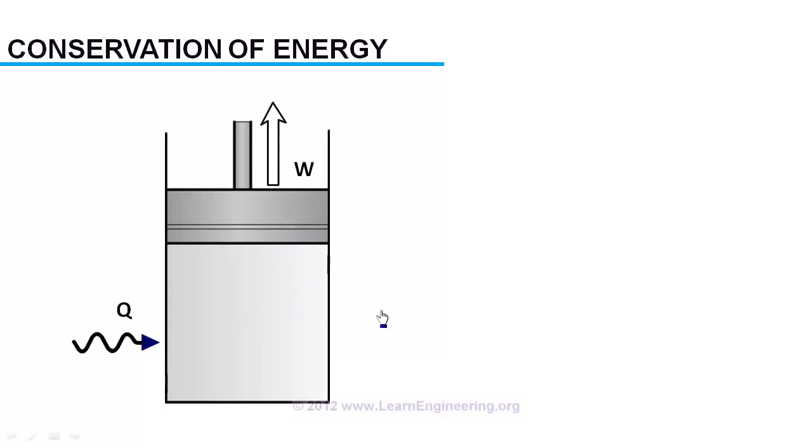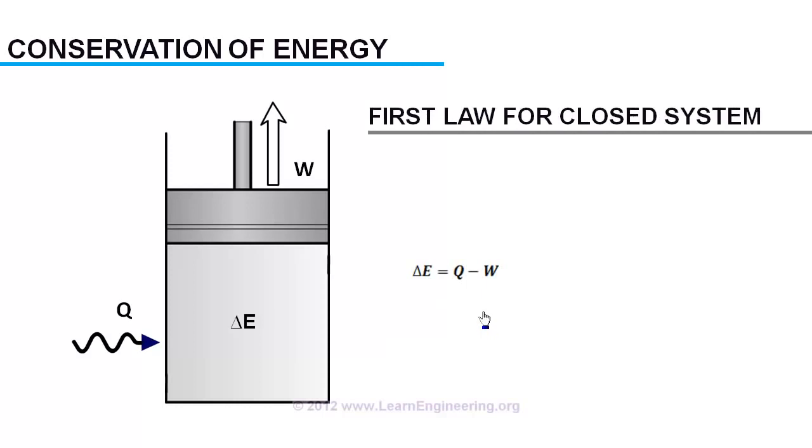So you can write the change in energy of the gas, delta E, as Q minus W. This is the first law of thermodynamics for a closed system. And the same equation we can write in differential form like this, as rate of change of quantities per unit time.